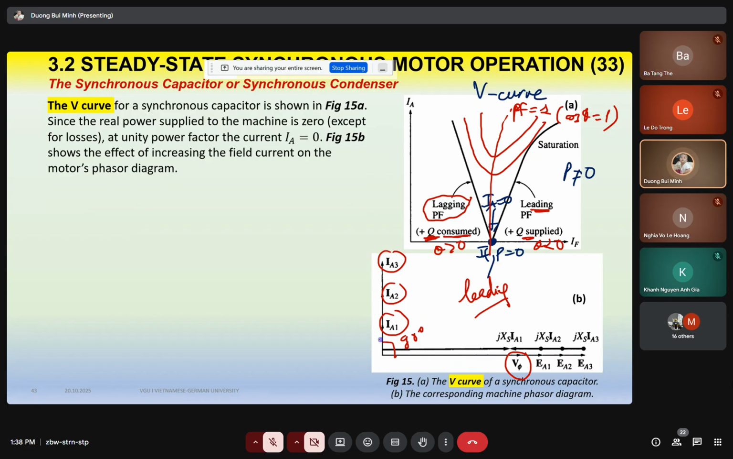So when we have IA1, okay, you can get here EA1, right? So when we increase IA1 to become IA2, you get more EA2. Okay, and we continue to increase to IA3, you get more EA3. Okay, yeah.